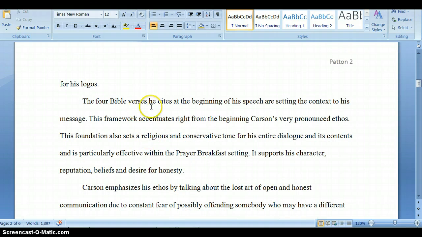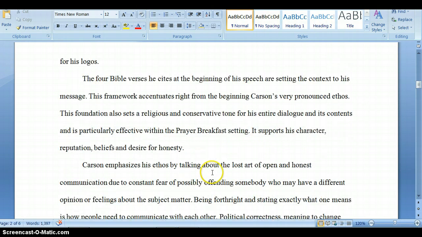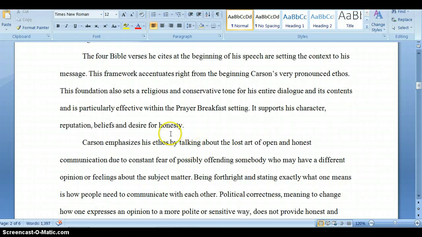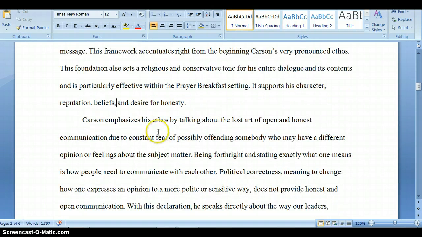The four Bible verses he cites from the beginning of his speech are setting the context to his message. The framework accentuates right from the beginning Carson's very pronounced ethos. The foundation also sets a religious and conservative tone for his entire dialogue and its contents, and is particularly effective within the prayer breakfast setting. It supports his character, reputation, beliefs, and desire for honesty. And when you have a list, unless the last two act as one unit, you want that comma.